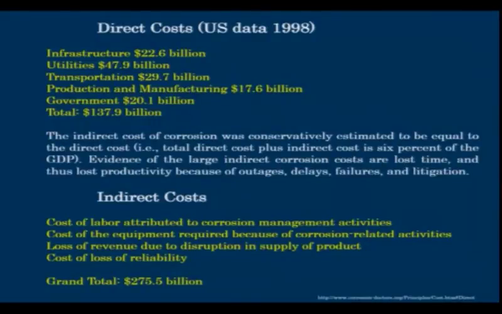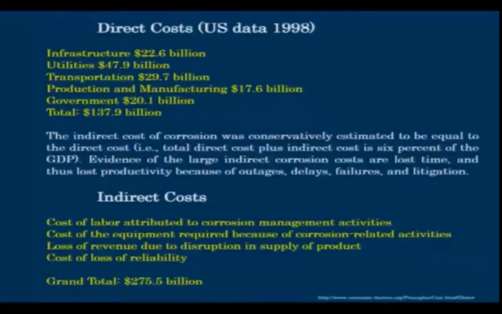Indirect cost is a kind of cost of labor attributed to corrosion management activities. For example, let us say painting. Time to time you have to paint the structures in the factory. So, for that you need to spend money on paint, you need to spend money on the manpower, because somebody is to be there to paint that particular structure.